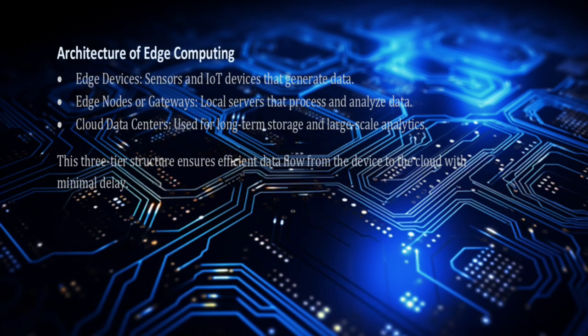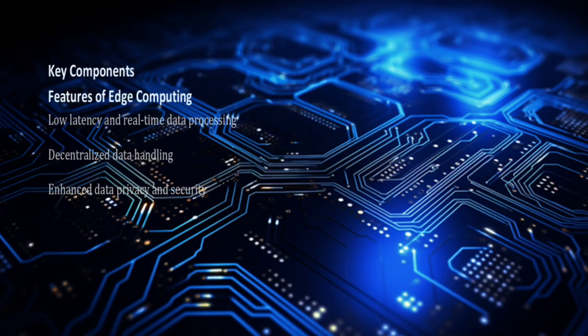The architecture of edge computing has three main layers. The first layer is edge devices, which includes sensors and IoT devices that generate data. Second, edge nodes or gateways, which process and analyze the data locally. Third, cloud data centers, which are used for long-term storage and large-scale analytics. These three layers ensure smooth data flow from the device to the cloud with minimal delay.